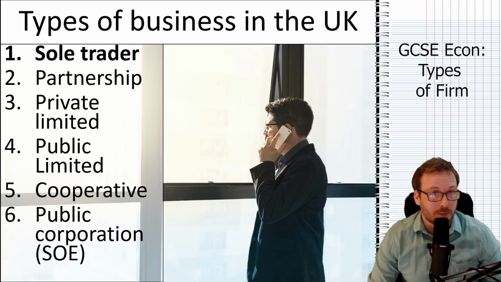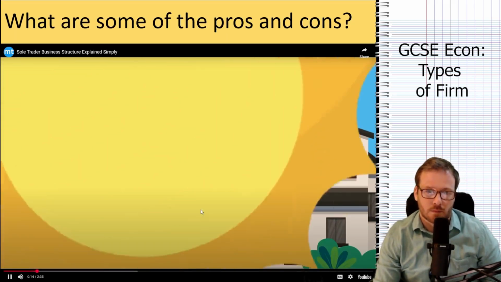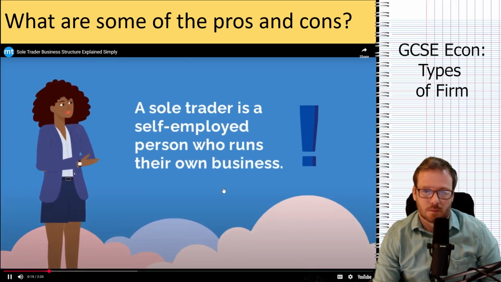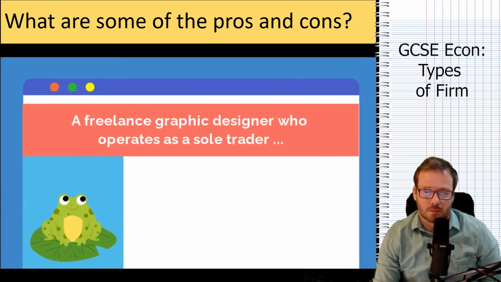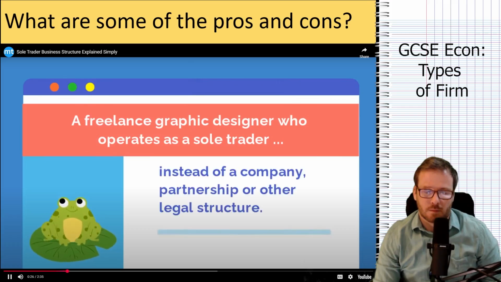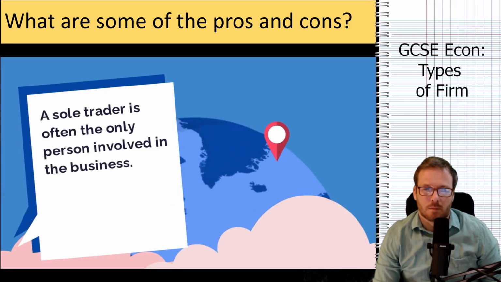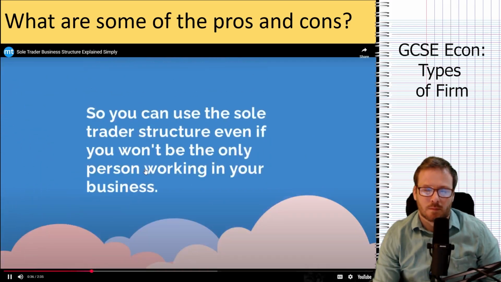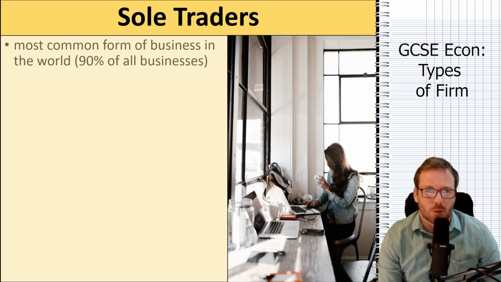Do you have any idea what that is? But what exactly is a sole trader, and what are the pros and cons of being a sole trader? Well, a sole trader is a self-employed person who runs their own business. For example, a freelance graphic designer who operates as a sole trader instead of a company, partnership, or other legal structure. While a sole trader is often the only person involved in the business, they can employ other people if they want to. So you can use the sole trader structure even if you won't be the only person working in your business.